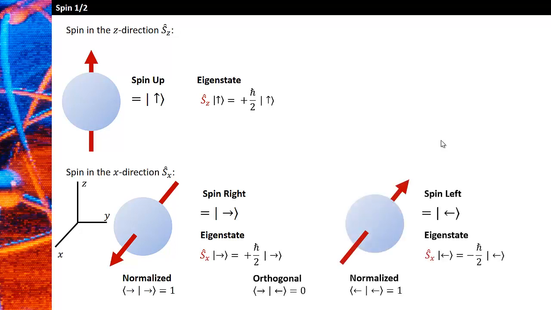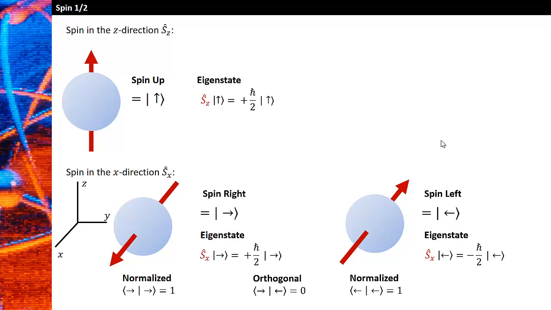I could also then have spin left, and just as with spin up and down in the z direction, if I were to measure the spin in the x direction, I can only get spin right or spin left. Those are the only values that I can get. That's the quantum mechanics showing up. And spin left is an eigenstate of the s hat x operator with an eigenvalue of negative h bar over 2. And again, it is normalized with itself so that its norm is 1. And in fact, the spin right and the spin left states are orthogonal to each other. So if I take the inner product between right and left, I get 0.